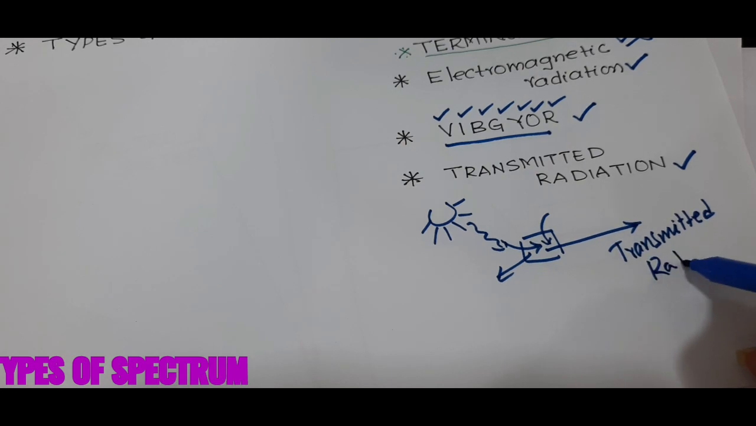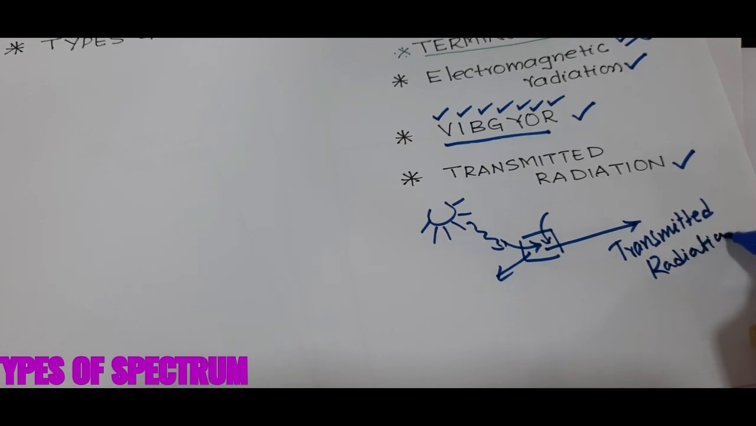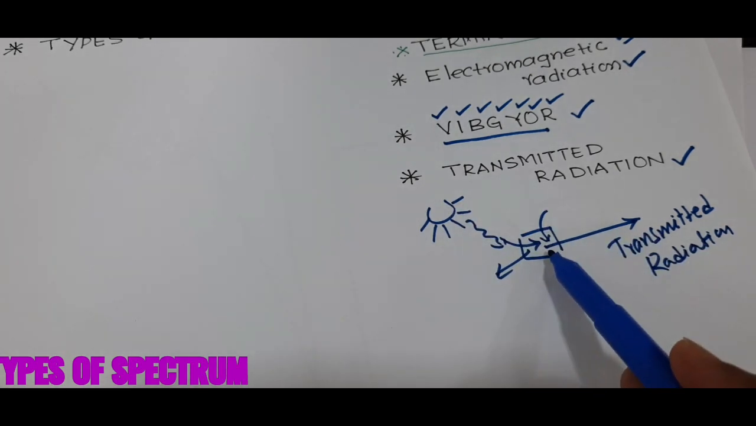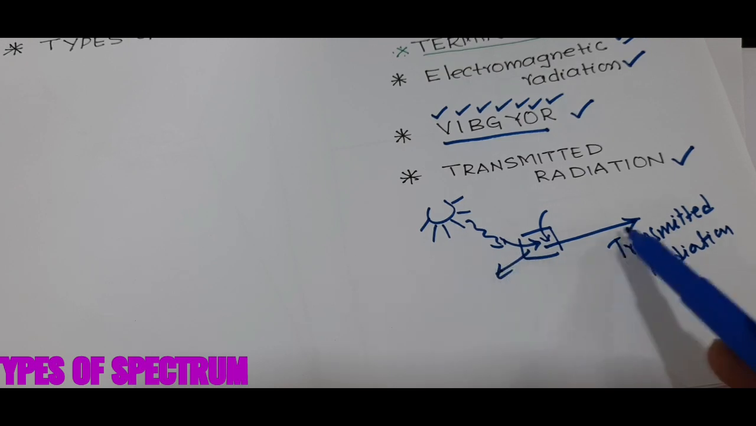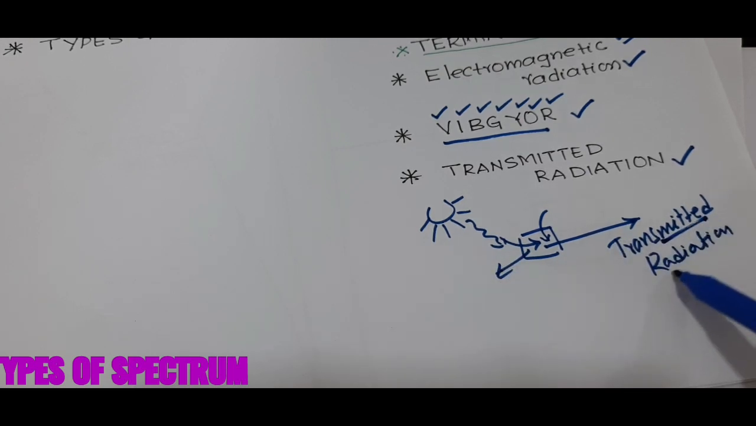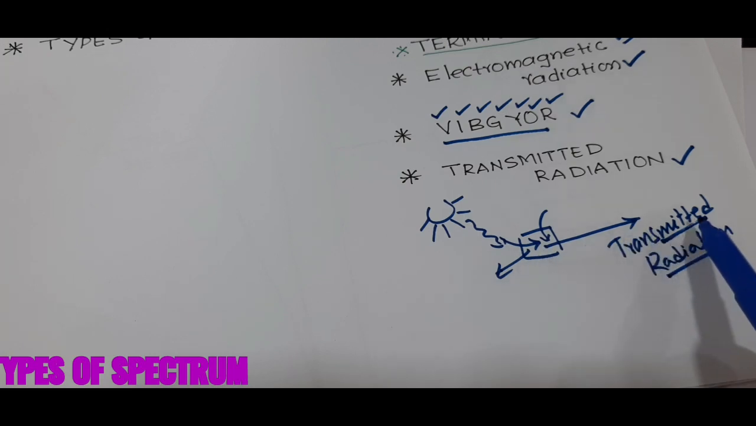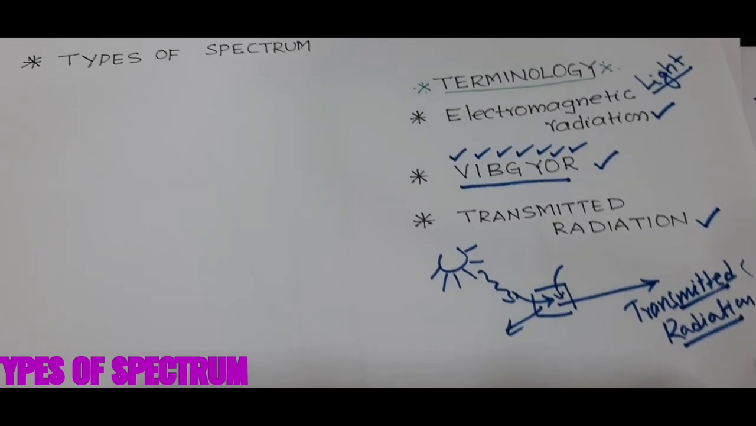This is the source of light. It falls on a substance. Some of the light is absorbed and some is reflected, and some radiation is transmitted from the substance, passed through the substance. This is called transmitted radiation, right?